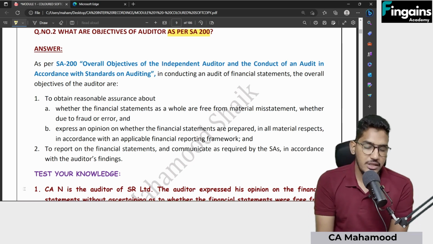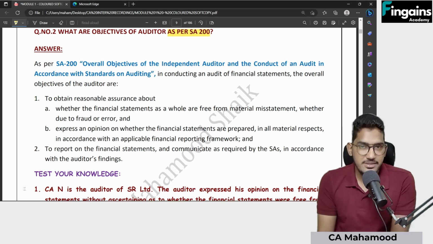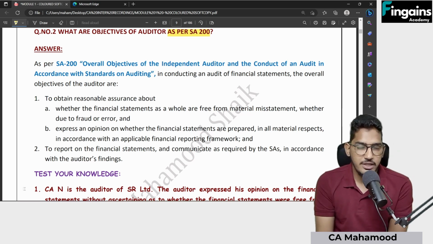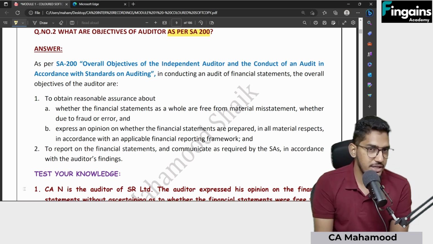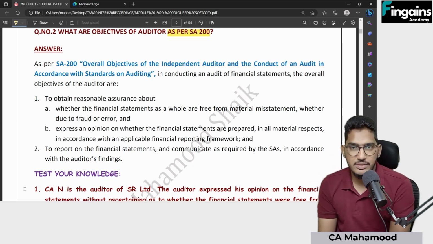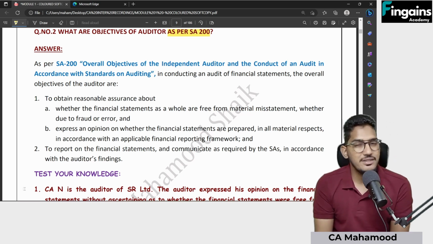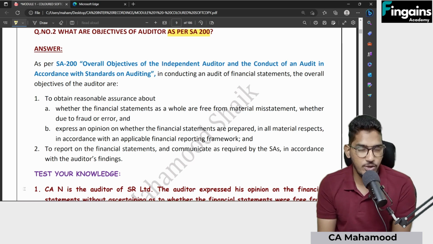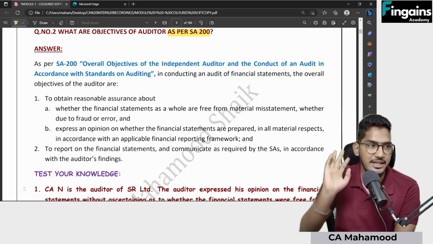And one more caution here, guys. The problem is the titles of the standards on auditing are very lengthy. The titles of accounting standards are very short: AS 1 Disclosure of Accounting Policies, AS 2 Valuation of Inventories, AS 3 Cash Flow Statement. Straight away very short headings. But if you look at the title of SA 200, the title itself is very lengthy. But if you understand the title itself, you will be able to easily understand the objective of the standard. The entire objective of the standard is given in the title only.